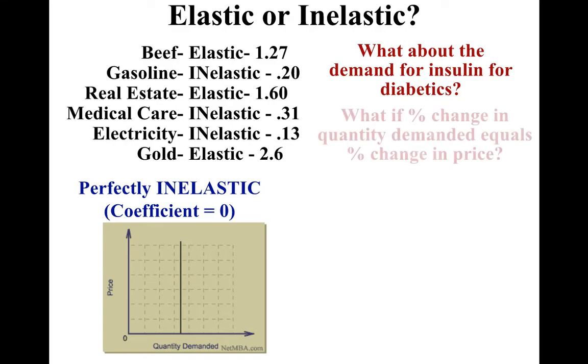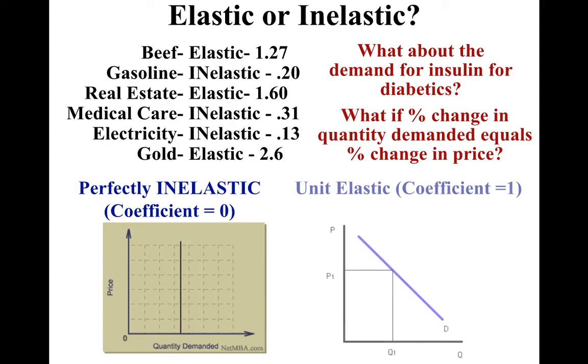Okay. What if the coefficient is exactly 1? So what if the percent change in quantity demanded equals the percent change in price? So it's 10 and 10. In that case, we have what's called unit elastic, where the coefficient is 1. So if the coefficient comes out exactly to 1, which none of these examples on this page are, it would be unit elastic would be the term.